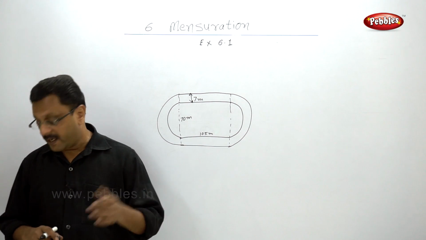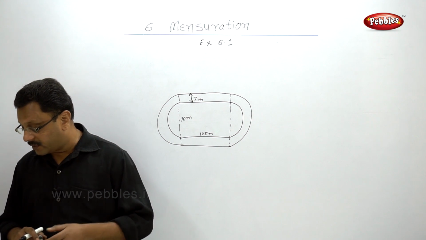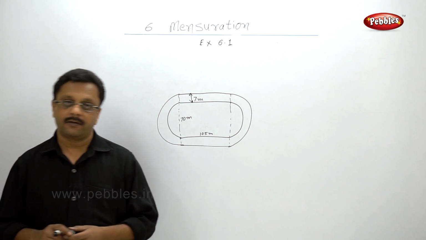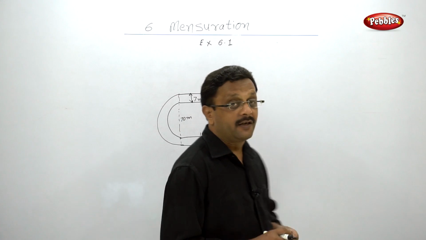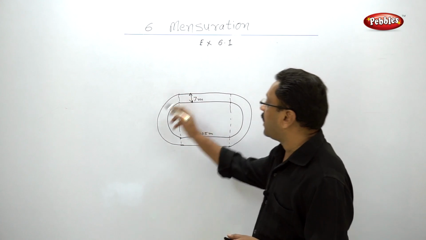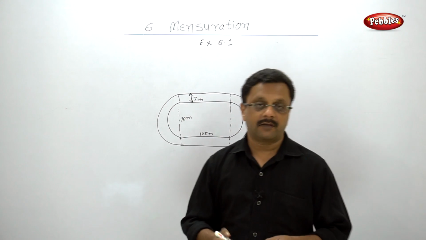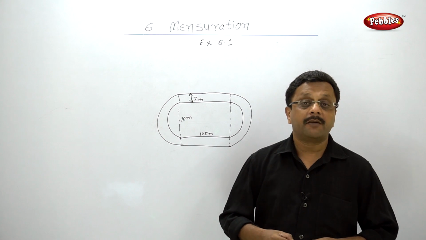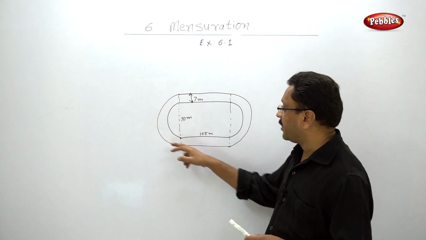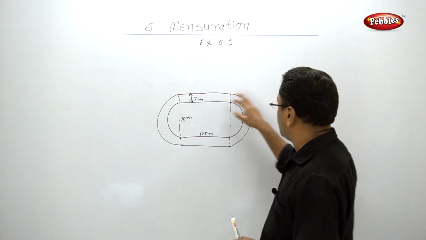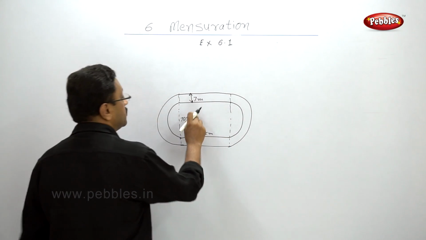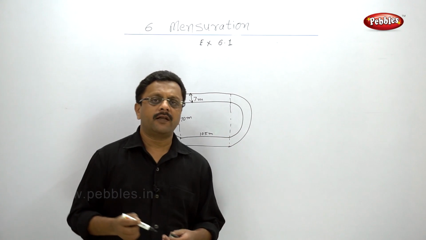Then find the difference in the lengths of the inner and outer edge of the track. We have to find the difference between the length of the inner and outer edge of the track. That means we have to find the perimeters, the circumference plus this length. Now this length is again 70 meters. Now how can we do this?